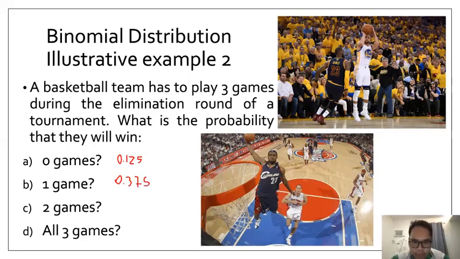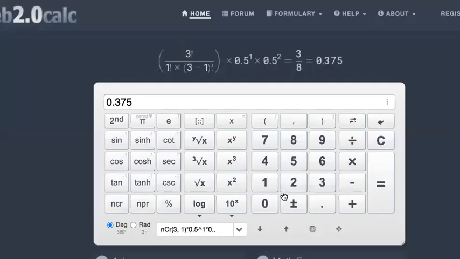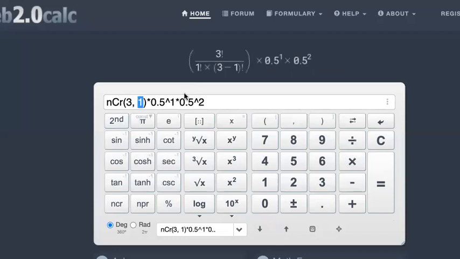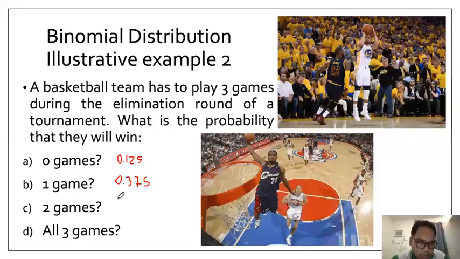Now let's try to make it 2 games. How about if it is only 2 games? We're going to go back to the given problem, so instead of 1, we're going to make it 2. Instead of the exponent x equals 1, we're going to make it 2, and of course the exponent of the failure is 1. You're going to click enter, and you will see that it will be the same as x equals 1. So we're going to write 0.375 here.